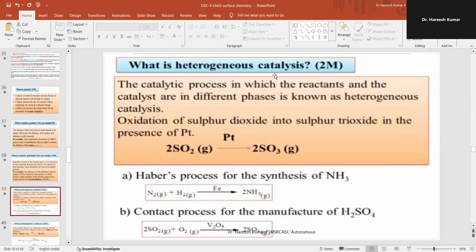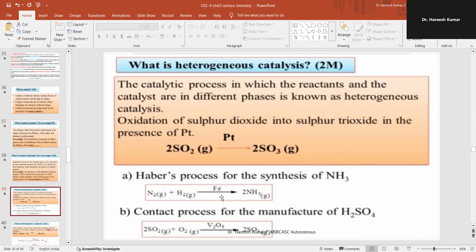What is heterogeneous catalysis? The catalytic process in which the reactants and the catalyst are in different phases is known as heterogeneous catalysis. Oxidation of sulfur dioxide into sulfur trioxide is in the presence of platinum. Here, platinum is the solid one, sulfur dioxide is a gas, and the product is also a gas. Then the Haber process for the synthesis of ammonia.